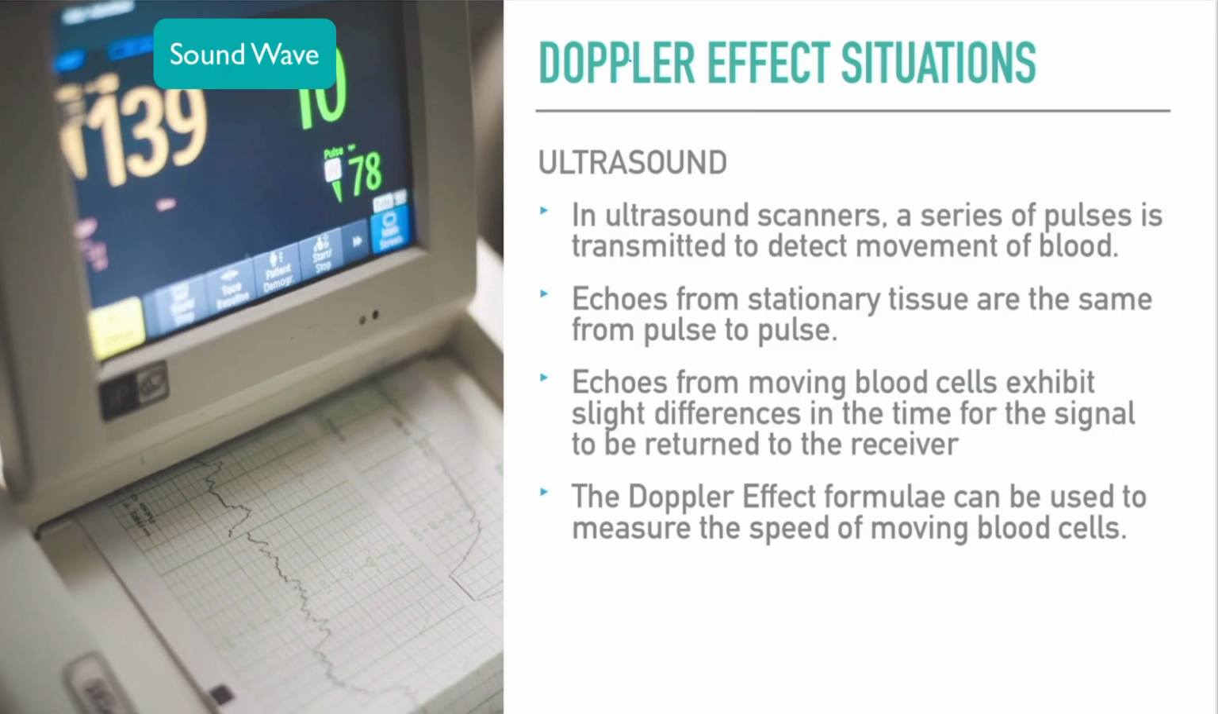However, the reflections or the echoes from moving blood cells exhibit slight differences in the time for the signal to be returned to the receiver. So if the blood cells are moving away from us, then the time would be longer. And if the blood cells are moving towards us, then that reflected echo would be shorter. And using the Doppler effect equation or the formula, you can work out the speed of these moving blood cells. And obviously really clever doctors know how fast blood should be moving in your veins. And they can say, oh, right, there's a blockage here, or this is not moving as fast. And that's how they work out the speed of your blood and do very clever things to make you well again.